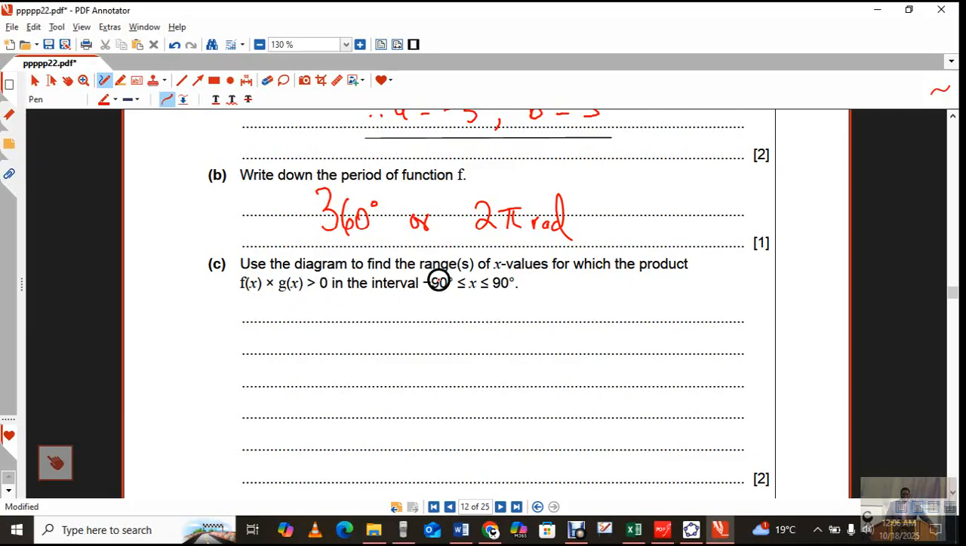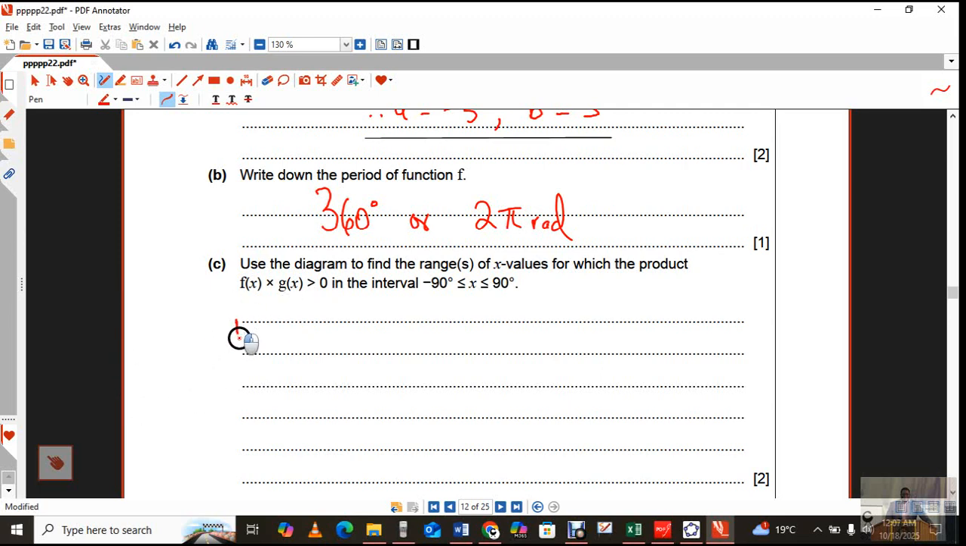Now, part C is very interesting. Use the diagram to find a range or ranges of x values for which the product of the two graphs will be greater than 0. So what does it imply? What is greater than 0? Greater than 0 means when you multiply two things, it should give you a positive number. So that's what greater than 0 is.